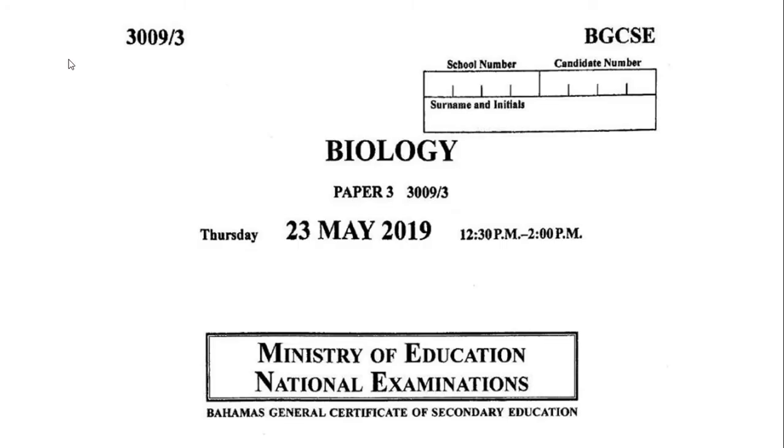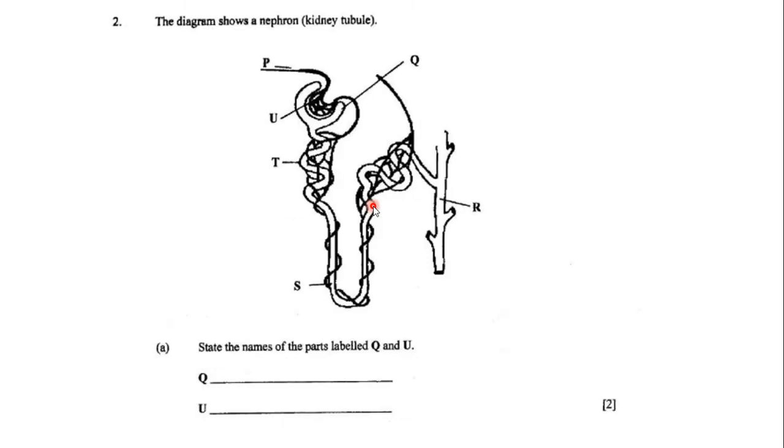Welcome to this lesson. Now, in this lesson, we'll be considering a biology BGCSE past paper, and this is paper 3. We're going to be looking at question number 2, and question number 2 states the following. The diagram shows a nephron, which is a kidney tubule, and so here we have this diagram of a nephron. For part A, state the names of the parts labeled Q and U.